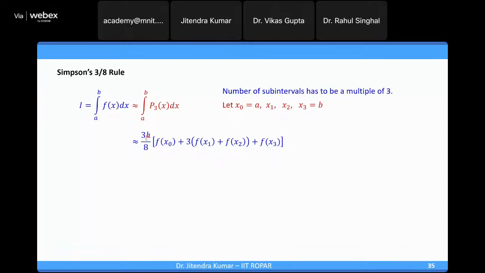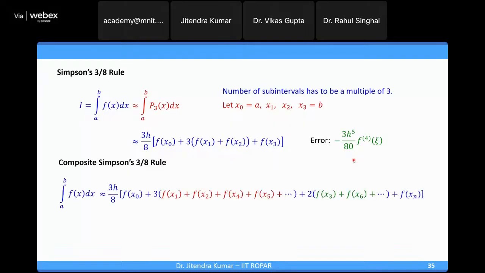So 3h by 8. In case of 1/3, it was h by 3. Now we have a 3h by 8 factor there. You have f(x0) and f(x3) as the endpoints, always ones, then 3 times f(x1) plus f(x2). So you need more intervals for a single application itself. The error in this application will be again H^5, so we did not gain much here. In 1/3 also we have the same H^5 in single application, and in the composite rule again you can just add these f(x) terms with 3, 3, 6 and so on.